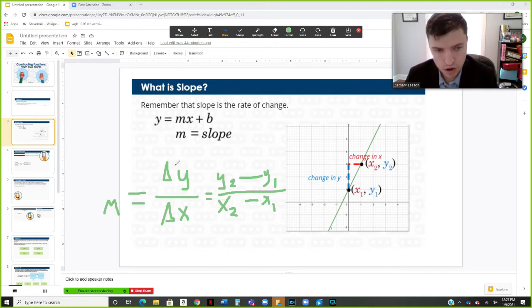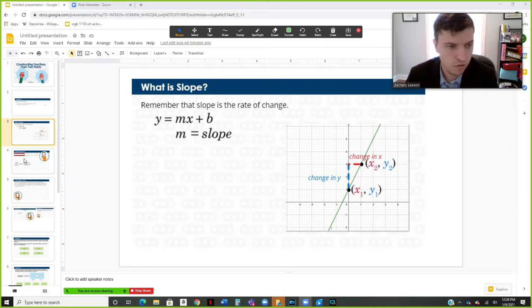So it's the change in y over the change in x, and that's going to give you a number, which basically means y goes up by that much for every one move left or right on the graph. In this particular example, y has gone up by 2 when x has changed by 1. So this graph shows a slope of 2. That's the change in y over the change in x.